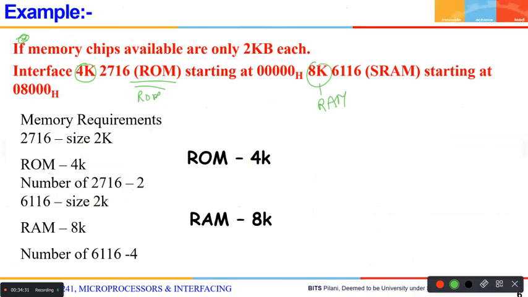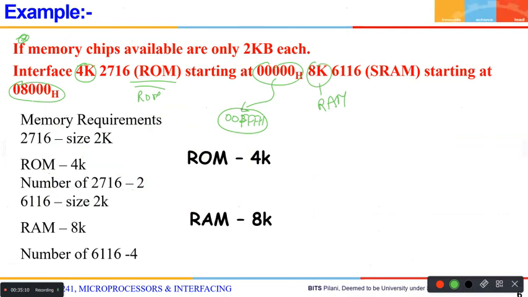Your 4K ROM address will start from 00000H. Your 8K RAM address will start from 08000H. Can you tell me what is the ending address for this? It is 4K, my dear. 4K, right? How much? 0000 03FF. This is the ending address.